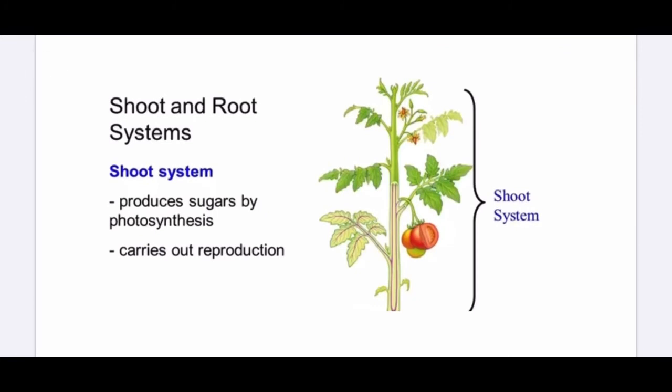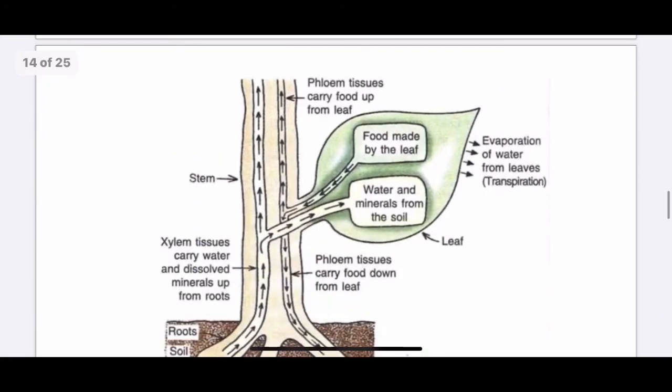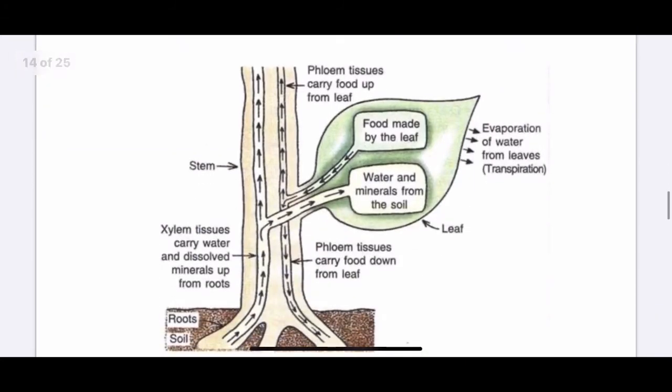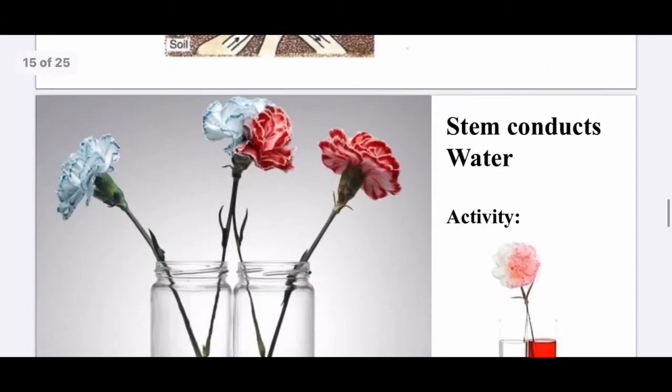Shoot system. In the shoot system, the stem, which is the main part of the plant, helps in the conduction of water and minerals from the root to the leaves. Here in this picture, as you have seen, xylem helps to transport water and minerals from soil to the leaves, and phloem helps to transport prepared food from leaves to the different parts of the plant.